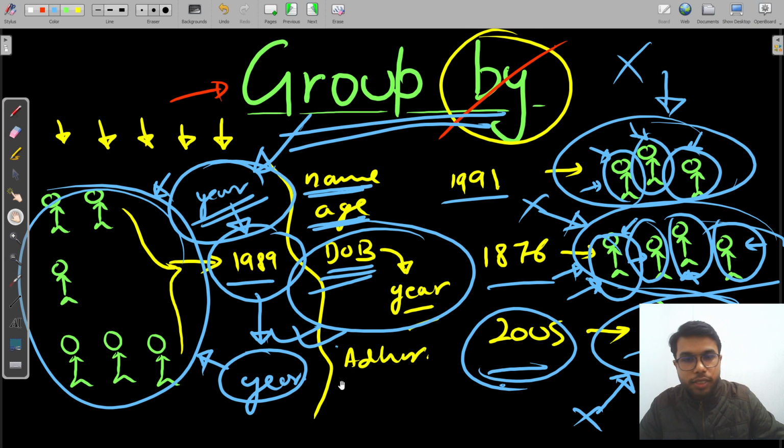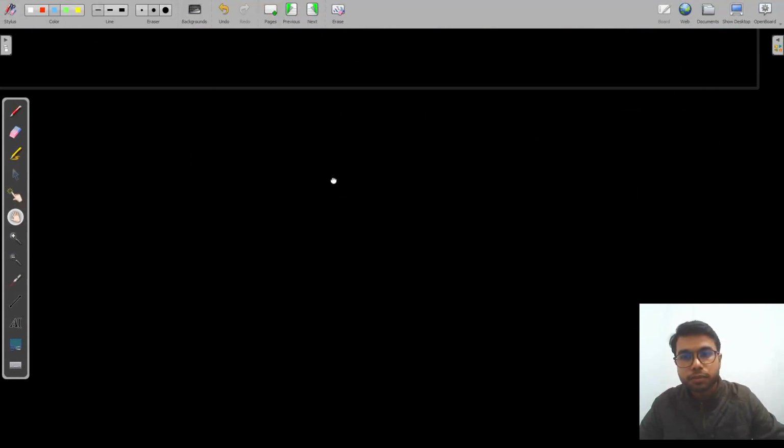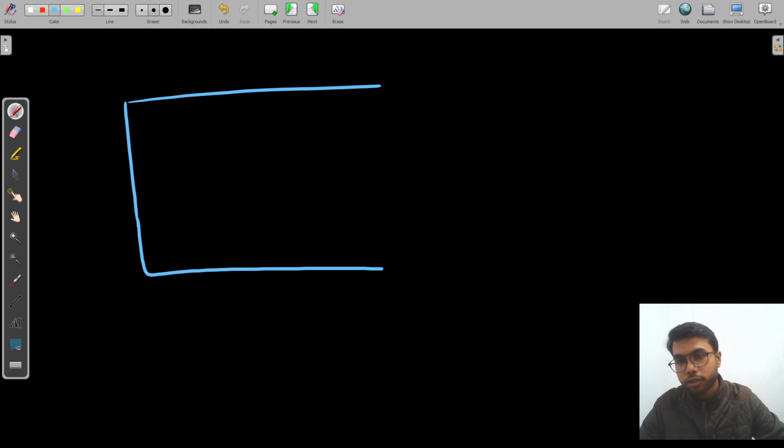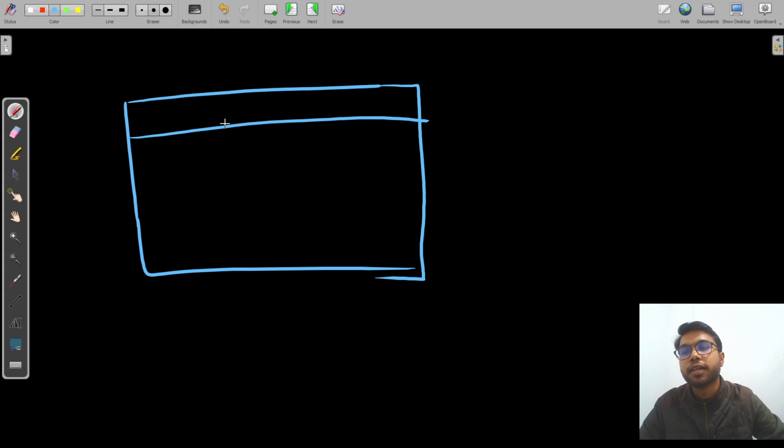So let's take an example in terms of a table, because I find people get confused in group by a lot. So let's take a table and use it as an example. So let's say I have name, and I can't draw straight lines.